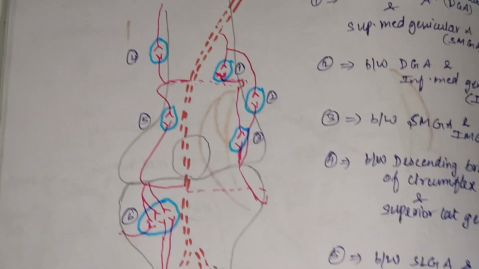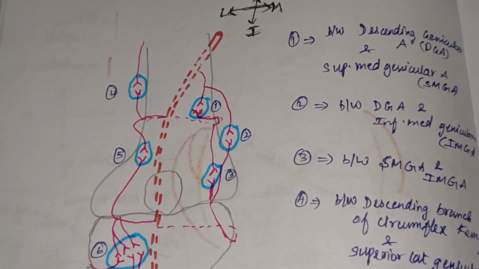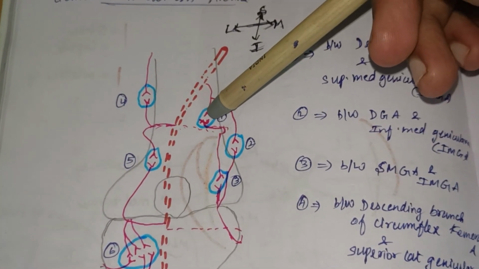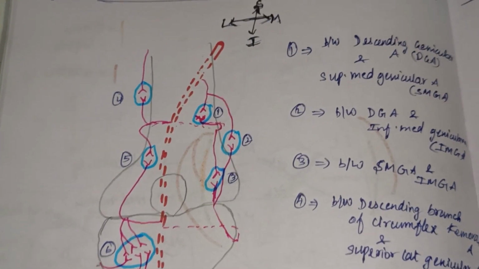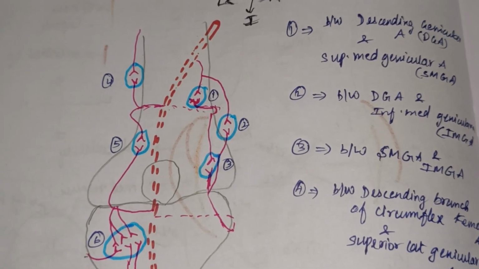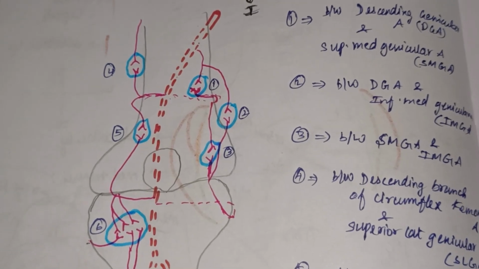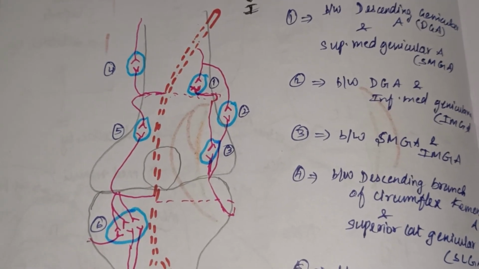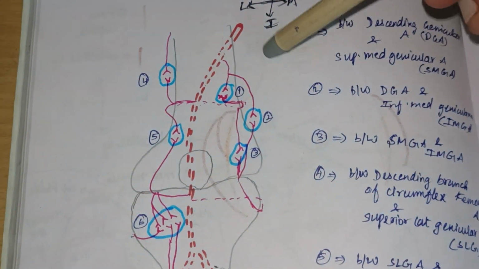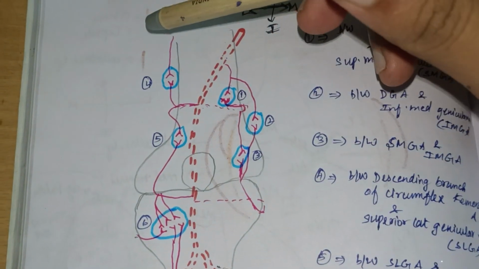So once again, on the medial side there are 3 anastomoses. First is between the descending genicular artery and superior medial genicular artery, and second anastomosis is between the descending genicular artery and inferior medial genicular artery, and third anastomosis is between the superior medial genicular artery and inferior medial genicular artery. Okay, so on the medial side there are only 3 anastomoses around the knee joint. Now let us go to the lateral side.